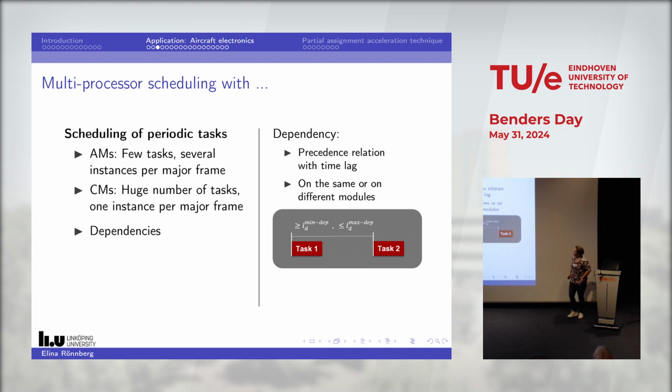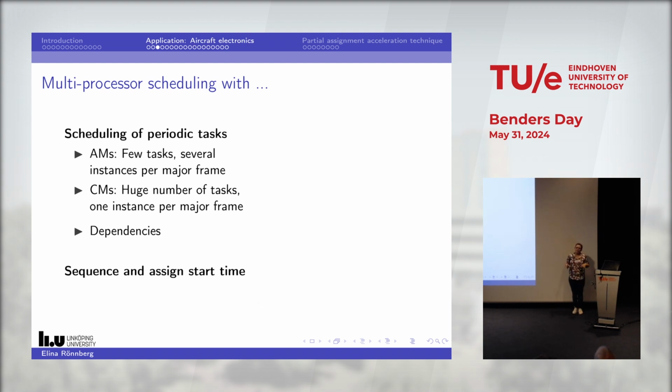And then we have what is called dependencies. These are simply precedence relations with time lags, but in a cyclical manner, because it's repeated all the time. You can have these dependencies on the same or on different modules. But what you simply need to do for these modules is sequence the tasks and assign a start time to each task.